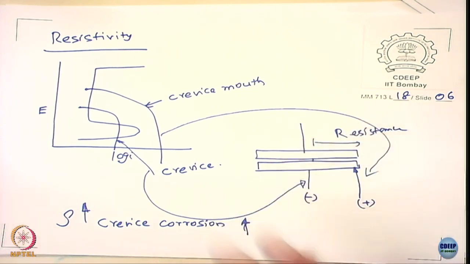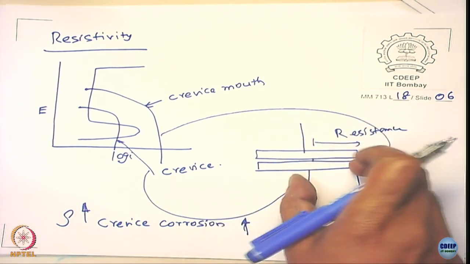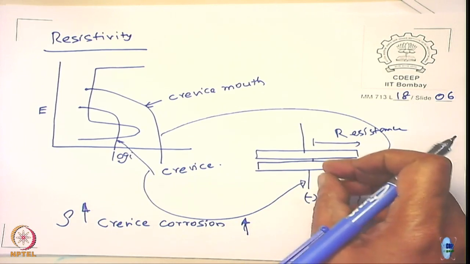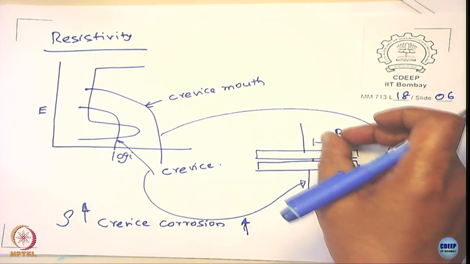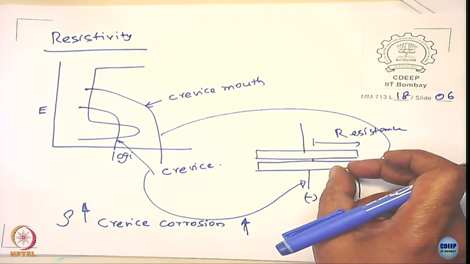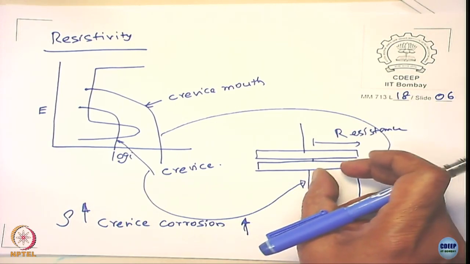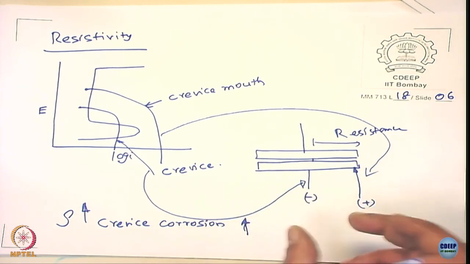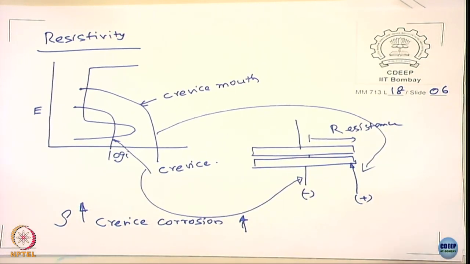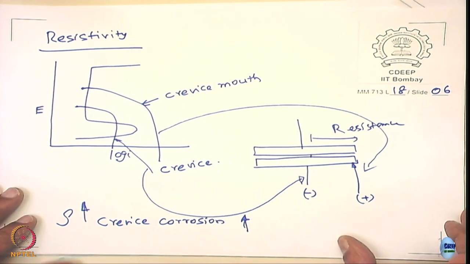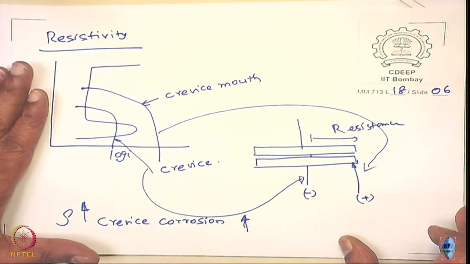In fact, people model crevice corrosion, they take this into account in terms of how the crevice corrosion occurs. So, in principle, if I give you resistivity, you give all this, I can even find out at which place the crevice corrosion is going to be maximum, right? So, these are the things that happen in typical crevice corrosion of metals. I hope you understand these concepts here.